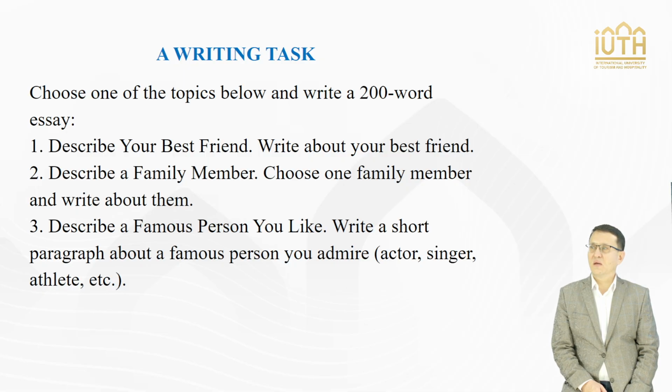First task, describe your best friend. Write about your best friend. Second, describe a family member. Choose one family member and write about them. The third one, describe a famous person you like. Write a short paragraph about a famous person you admire: actor, singer, athlete.